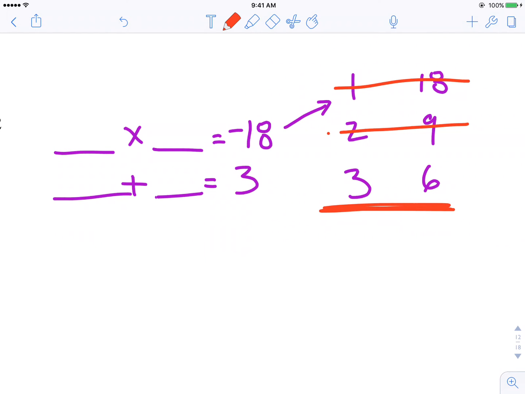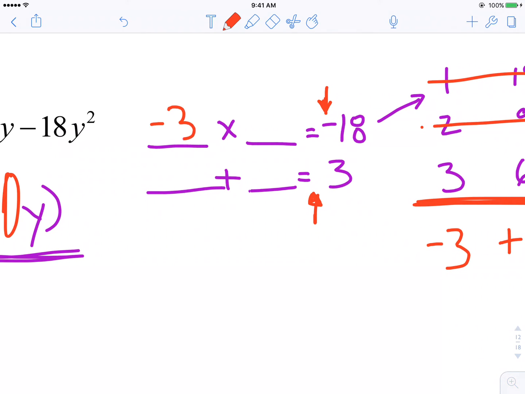I know that one of them has to be negative because I have a negative 18 value here. And I know that my final addition answer has to be positive. So the bigger one has to be the positive value. So positive 6, negative 3. Let's see if it works. Negative 3, positive 6. Negative 3 times positive 6 is negative 18. Negative 3 plus positive 6 is a positive 3. So those are my two integers.